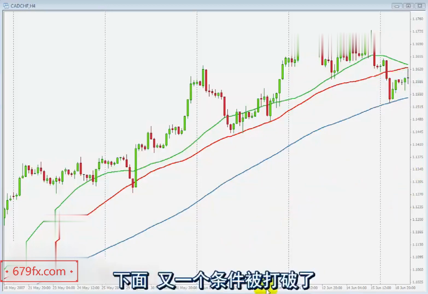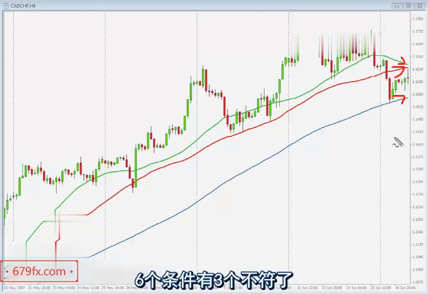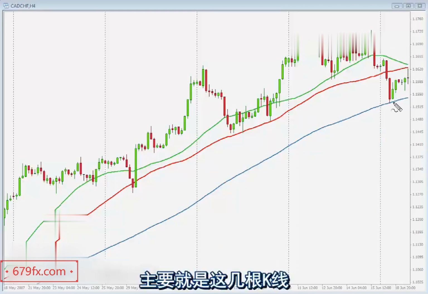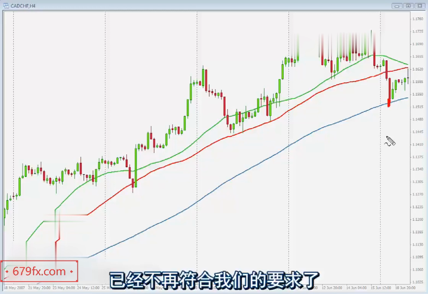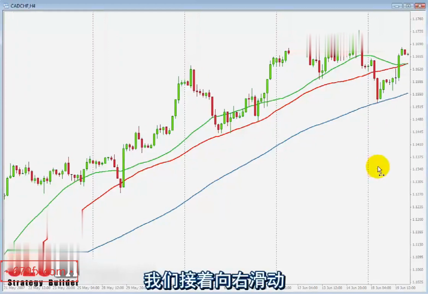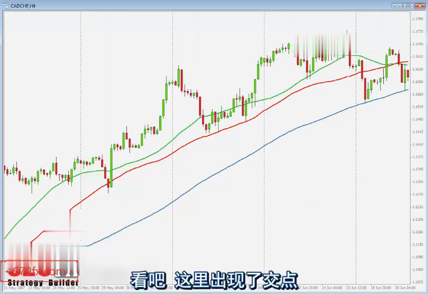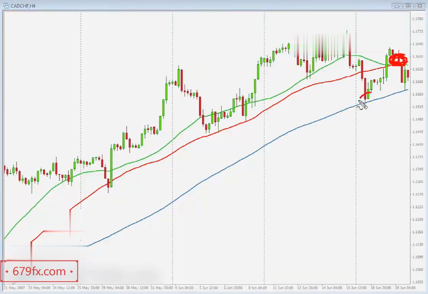Moreover, there's another condition that's out of place now. The 30 is not pointing in the same direction as the 50 and the 100. Another condition that's being wiped out, that's 3 out of 6, within a few bars from that point on, they've been basically wiped out of the list. Okay, now let's keep scrolling. Bang, we have a crossover right there. You see that, guys? We have the 100 touched.